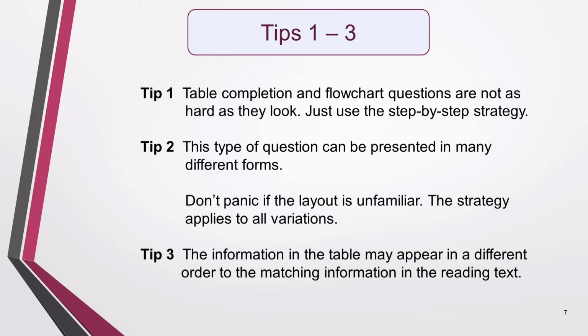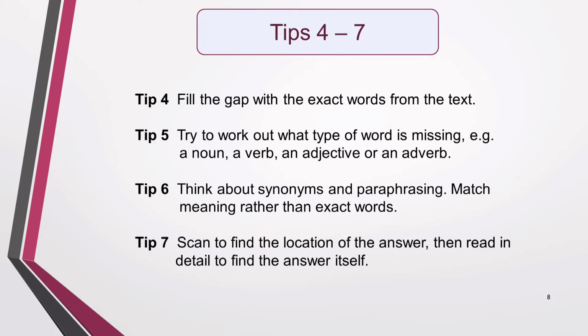Tip 3. The information in the table may appear in a different order to the matching information in the reading text. It's in flowchart questions that the information is most likely to come in order in the text. Tip 4. Fill the gap with the exact words from the text. Don't use synonyms or your answer will be marked incorrect.